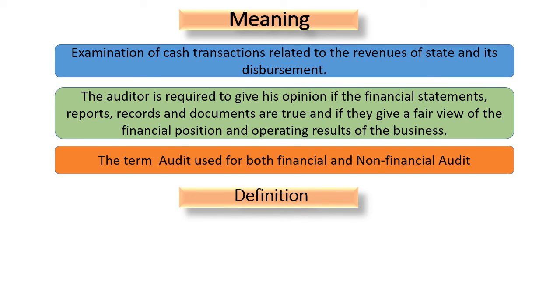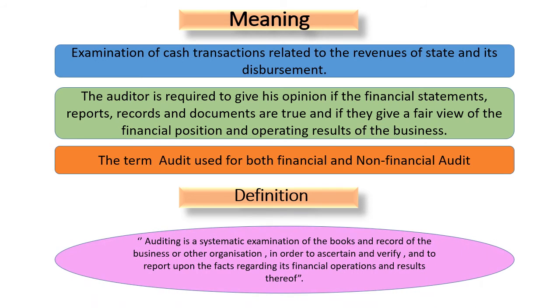What does the definition say about auditing? Auditing is a systematic examination of books and records of a business or other organization in order, this is important, in order to ascertain and verify and to report upon the facts regarding its financial operations and results thereof. Now see, in the definition, three important parts are there. The first part is, it is a systematic examination of books and records of the business.